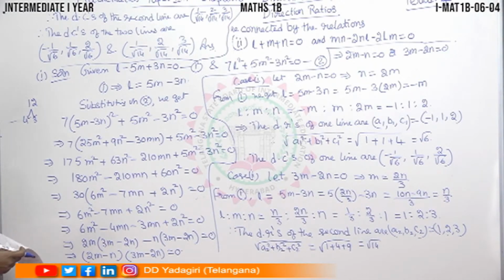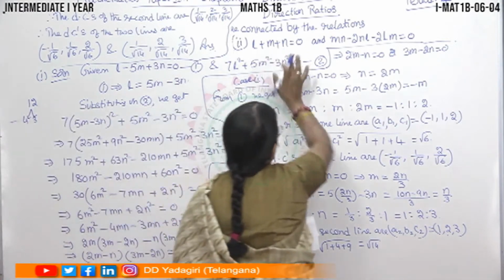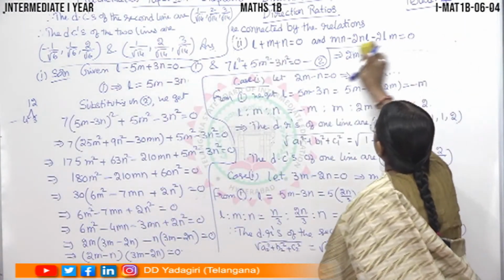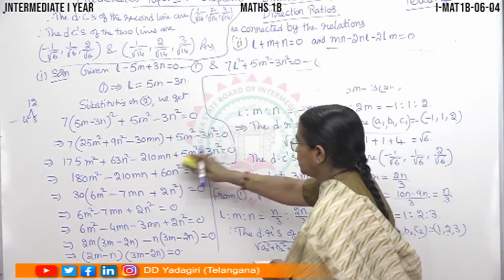So now in the second problem you can find either L or M or N. Suppose I find N. If you find N, you will get a different equation. If you find L, you will get a different equation here like this.